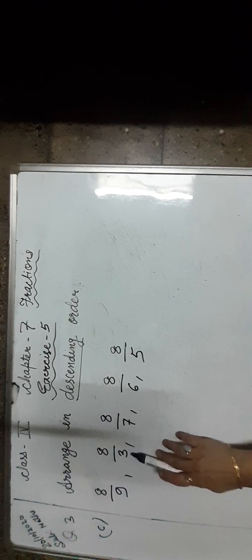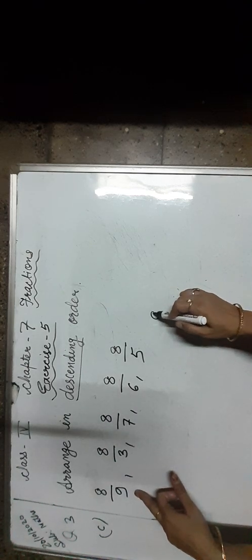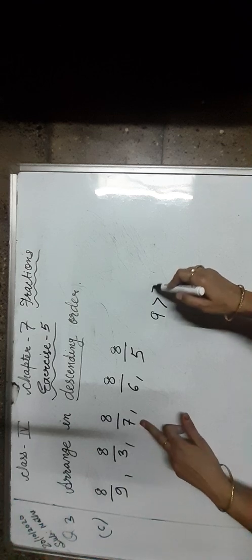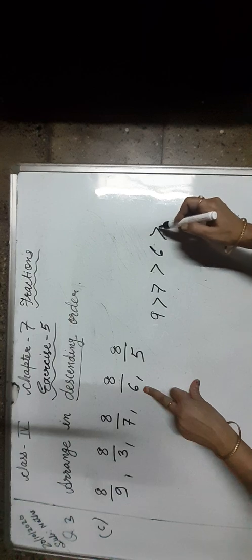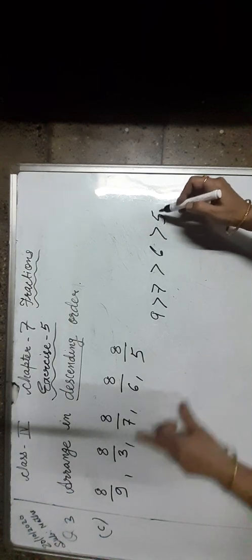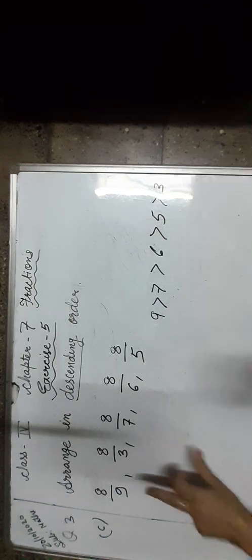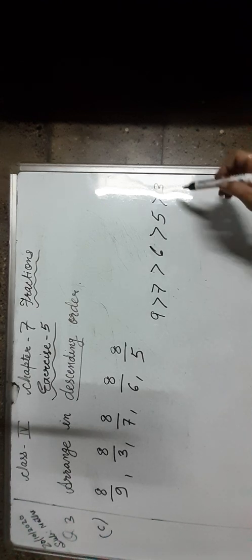As you can see, the denominator 9 is greater than 7 is greater than 6 is greater than 5 is greater than 3. And as we know, when the numerators are same, the fraction with the smaller denominator is greater. So, what is the smaller denominator? Yes, 3 is the smaller denominator.